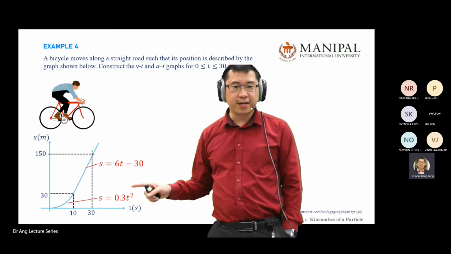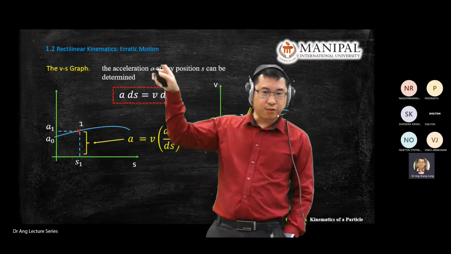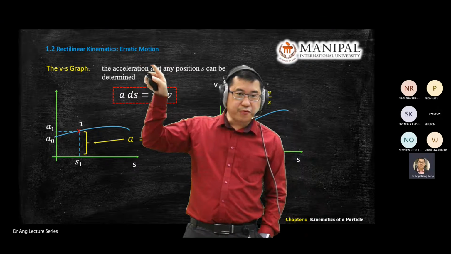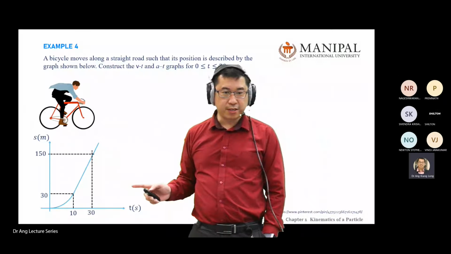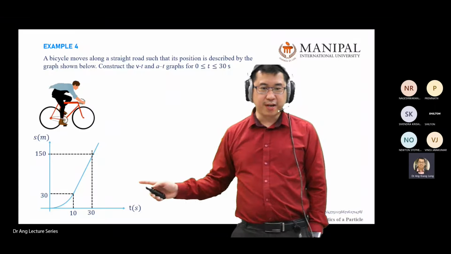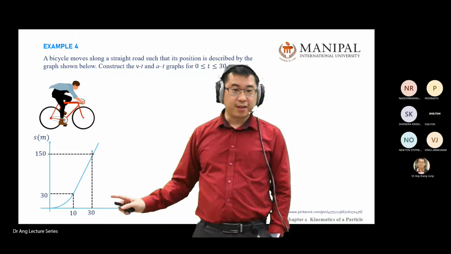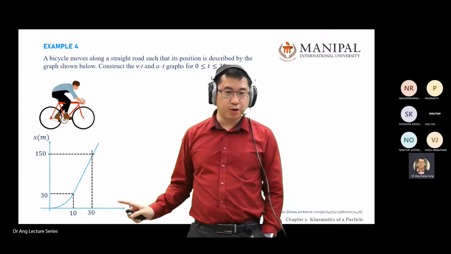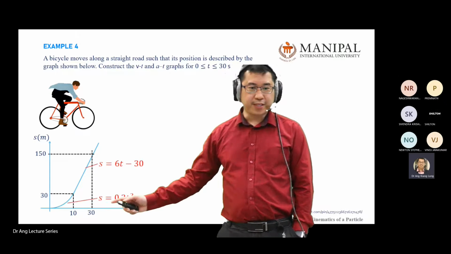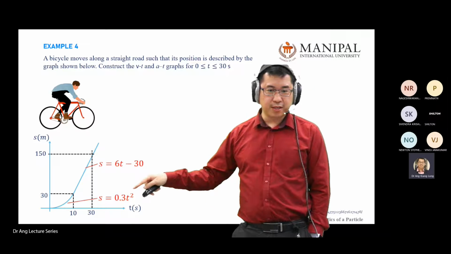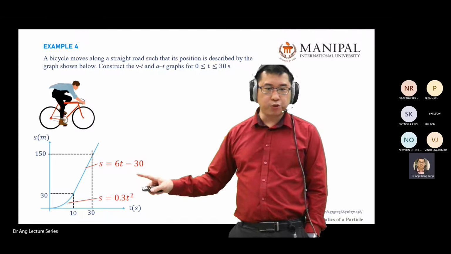That's why you see the term erratic motion. Do you see the difference of this graph compared to the first session graph? If you have erratic motion, it means you have a combination of different motions. So for the first 10 seconds, you need to use this formula for the displacement. After 10 seconds to 30 seconds, there's another type of motion.